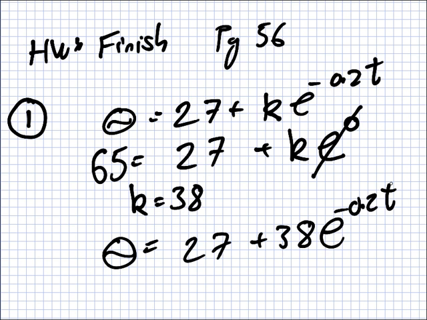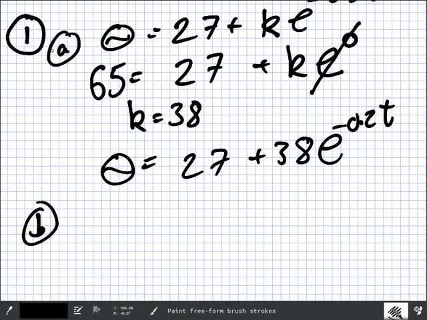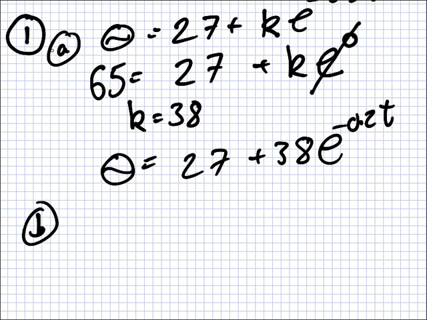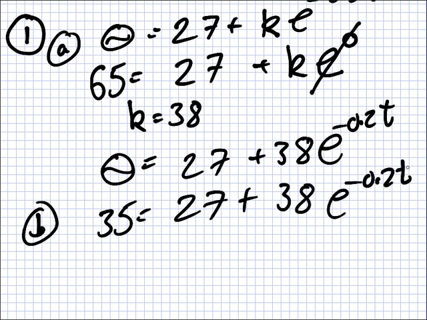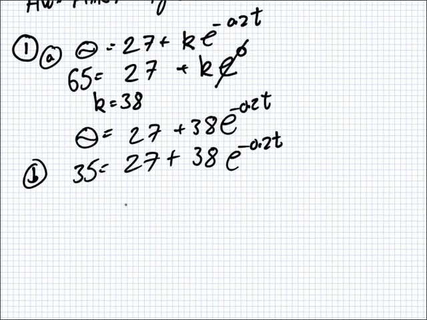Part B. Calculate how long it takes for the temperature to drop to 35. So I want to figure out when the temperature will be 35. What's the theta? 35. And what's the t? We don't know. That's what we want to know. So what should I do to solve this? Yeah, I'll bring the 27 to the left. 35 minus 27 is 8, isn't it? 8 equals 38 e to the minus 0.2 t.